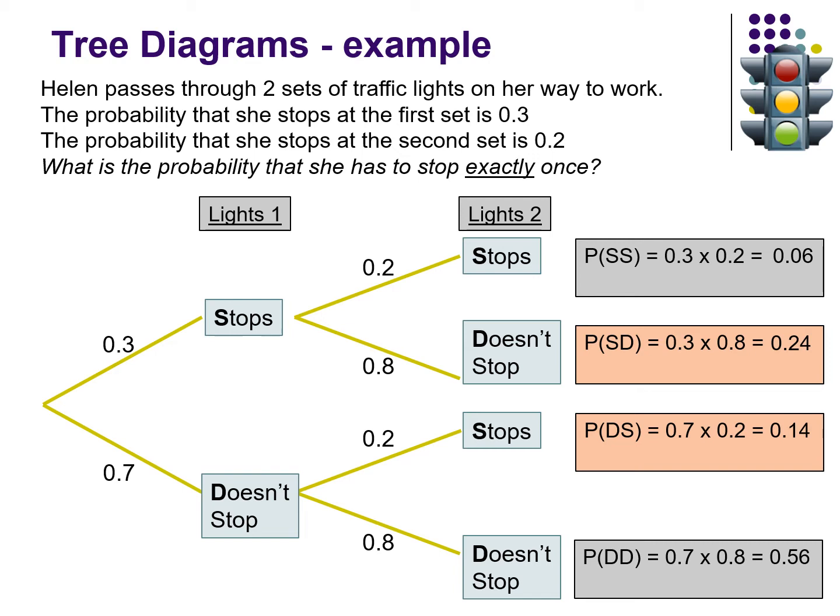Now, for her to stop exactly once, it can be stop, doesn't stop, or doesn't stop, stop. So to get the answer for that, what we do is we take those 2 pink box probabilities and we add them together, because both of those fulfill what we're interested in, which is has to stop exactly once. So we add them together to get our answer of 0.38.